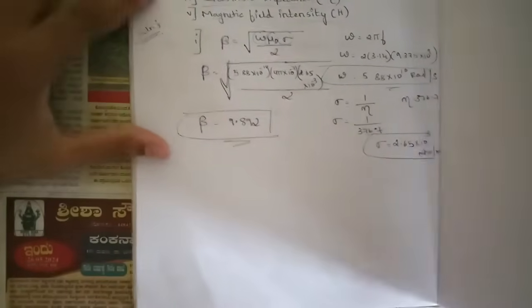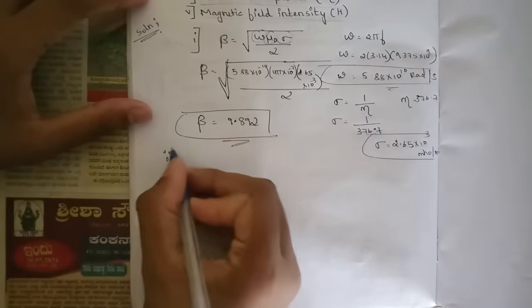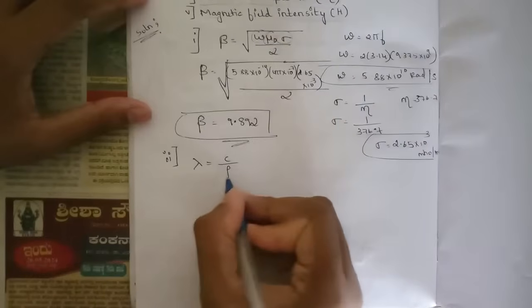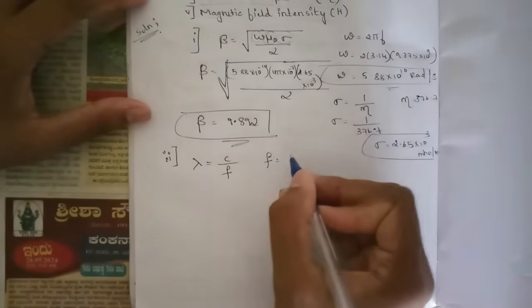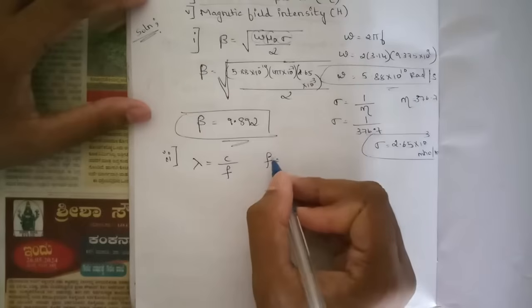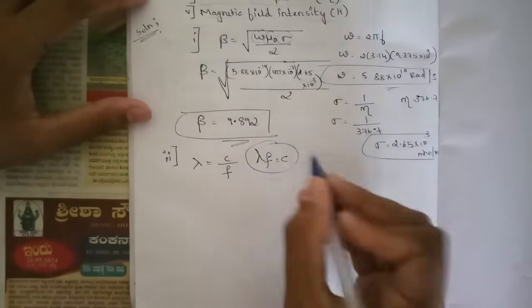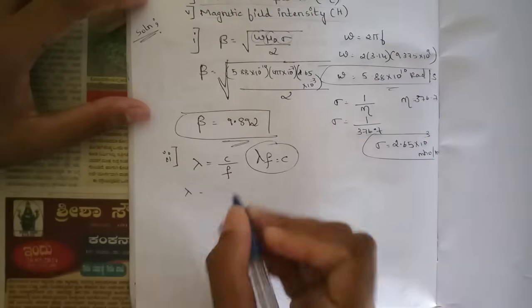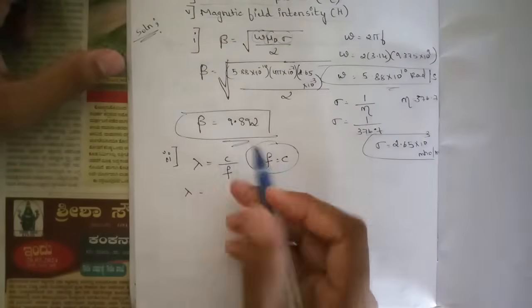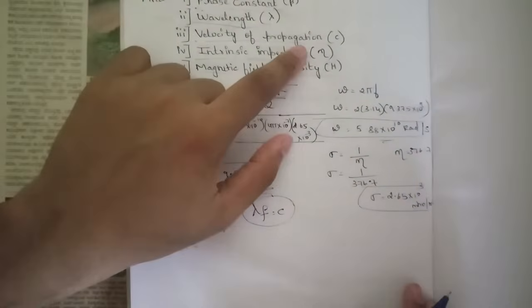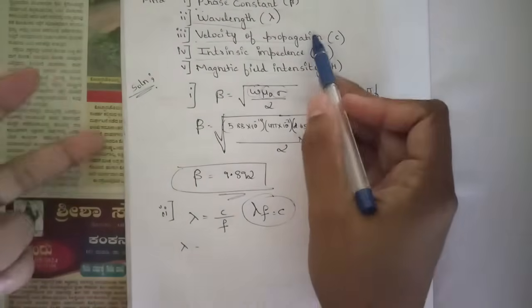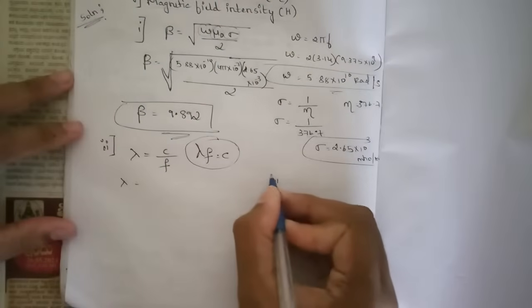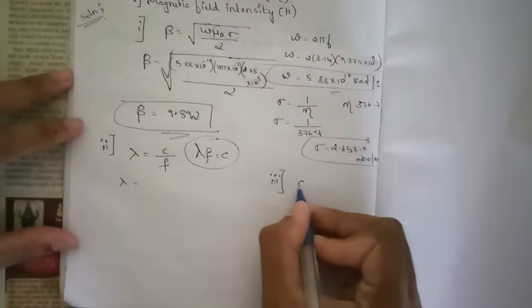Similarly, in the next case, the second sub question, they have asked us to find the value of wavelength lambda. And lambda, we know that we have a formula, that is c by f, since lambda times f is equal to c. So lambda is equal to c by f. In order to find c, that is velocity of propagation, first we need to find the velocity of propagation to find the wavelength. So first we need to solve the third sub question to find the value of c.